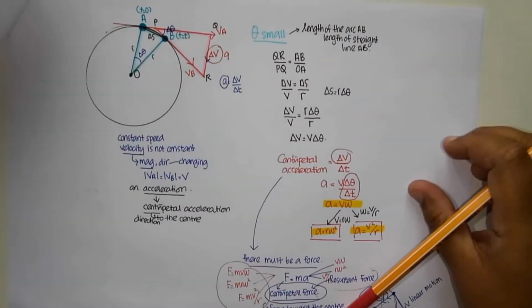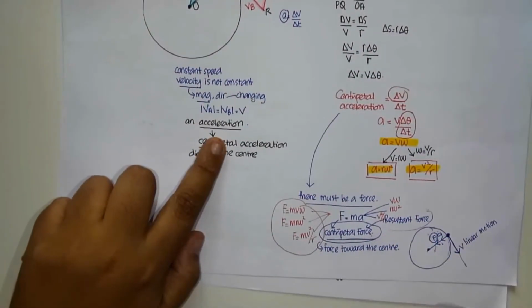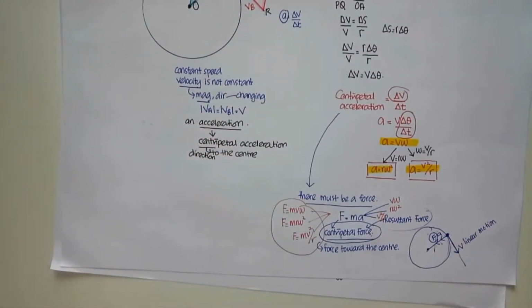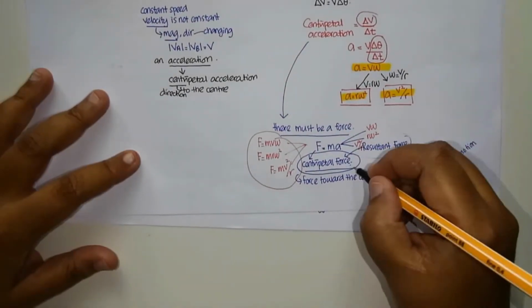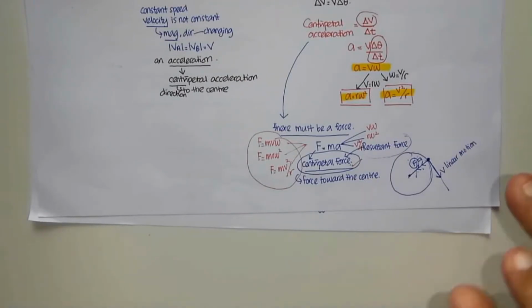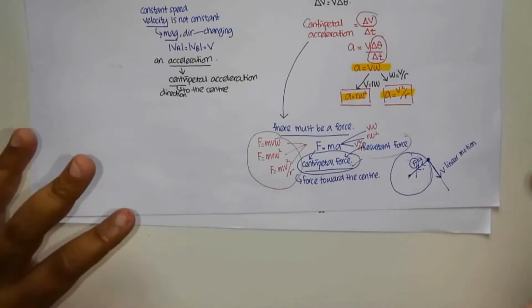Okay, then we have another quantity which is the acceleration. This is called centripetal acceleration. Why? Because the acceleration is towards the center. And then we also have centripetal force: because of the acceleration there is a force also towards the center, and the force is called centripetal force, and we have three formulas.